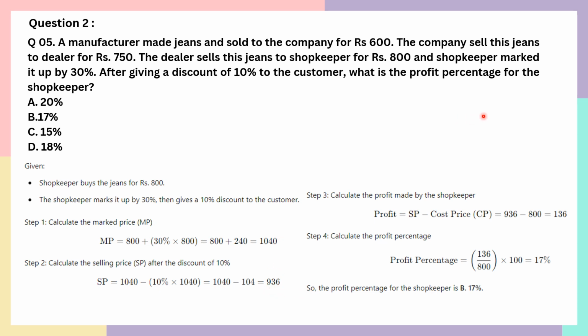In step 3, we are going to calculate the profit made by the shopkeeper. So the profit made by the shopkeeper is equal to selling price minus cost price. The selling price is 936 and the cost price is 800. So the profit is 136. Now let's convert it into a percentage. The profit percentage will be 136 upon the cost price into 100, which gives 17%. So the profit percentage of the shopkeeper is 17%.